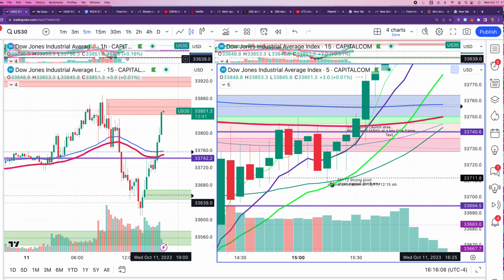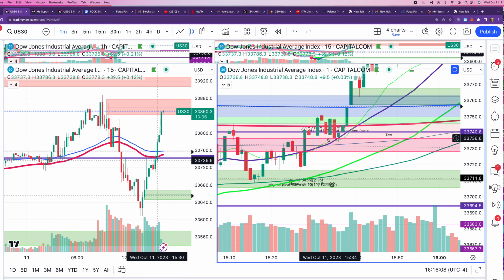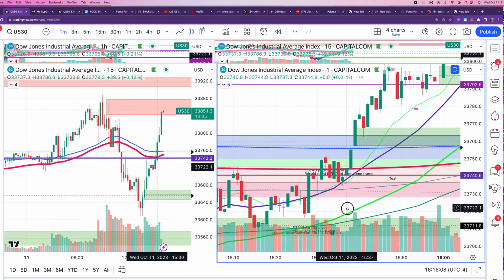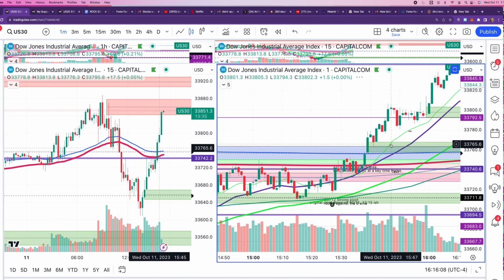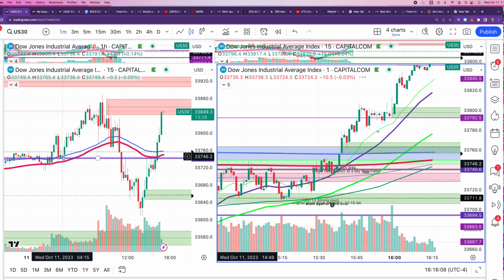And then finally it broke through the 200 and pulled back to the 8, and was able to really muster quite a bit of strength from that point forward. So that's basically what I call a launch level.